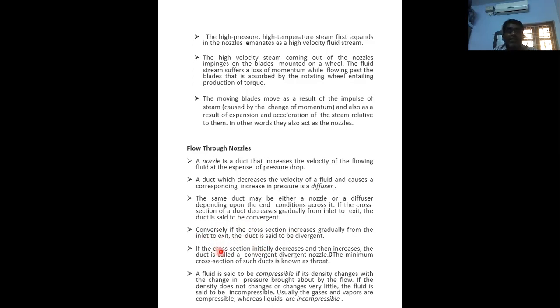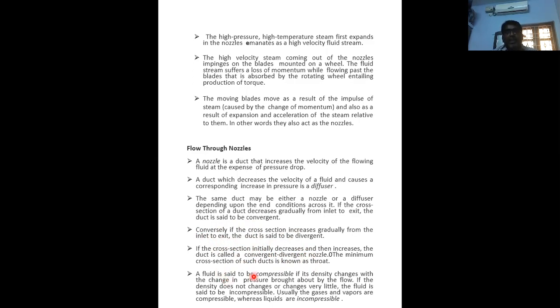If the cross-section initially decreases then increases, the duct is called a convergent-divergent nozzle. The minimum cross-section of such a duct is known as the throat. A fluid is said to be compressible if its density changes with the change in pressure.